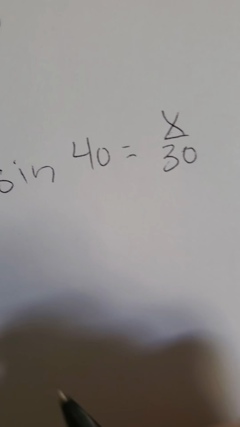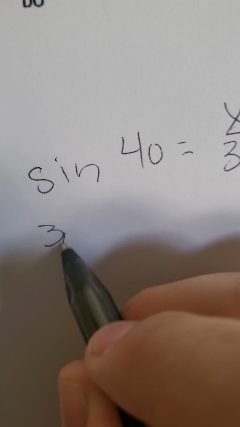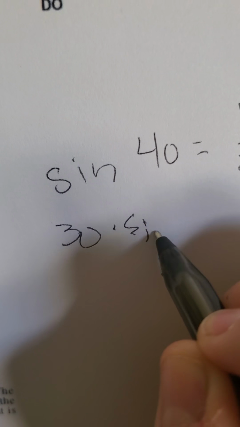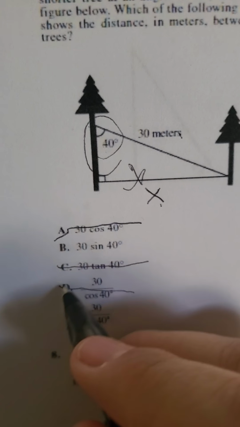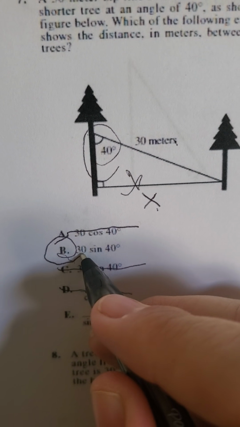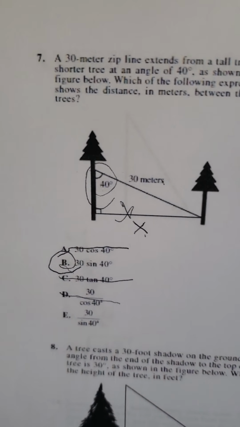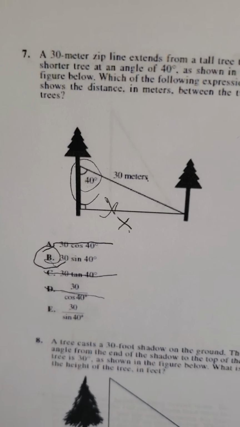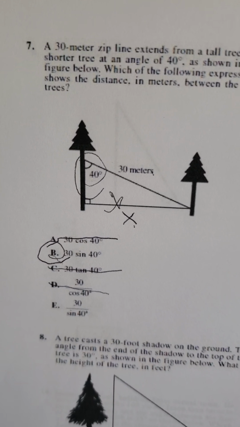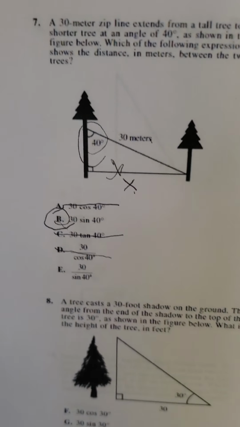Now, remember how I told you in my previous videos, if x is on top, I multiply. So 30 sine 40. So if I look back over here, that's going to be B. Now, notice a lot of these questions, they don't actually evaluate because they design the ACT to where you could take it without a calculator. Not that you guys would, but just in case.